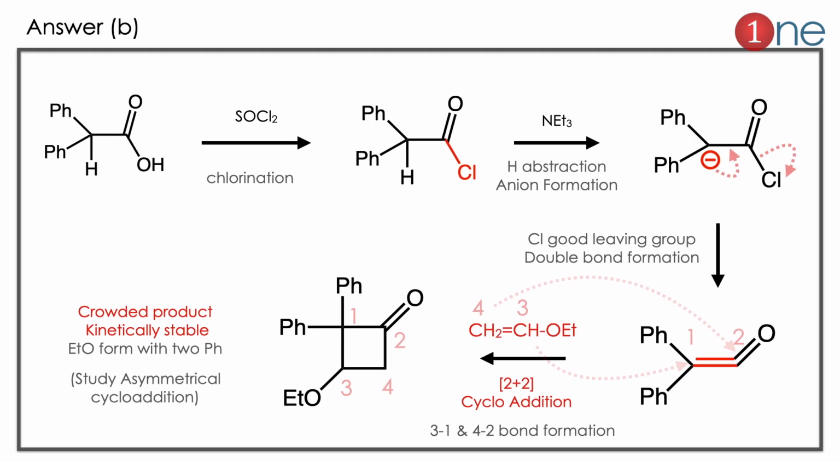The answer is B. Let us see how. The starting material contained the acid. You are using the SOCl2. SOCl2, everybody knows, is a chlorinating agent. So OH is converted into Cl. So we are using the base. Anion formation occurs. So the anion is there, chlorine is a good leaving group, then the anion travels to form a double bond. So chlorine leaves, ketene formation occurs.